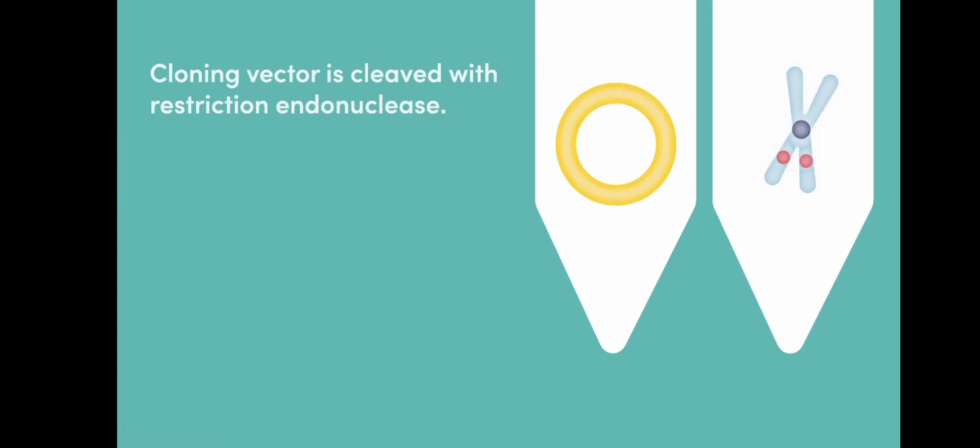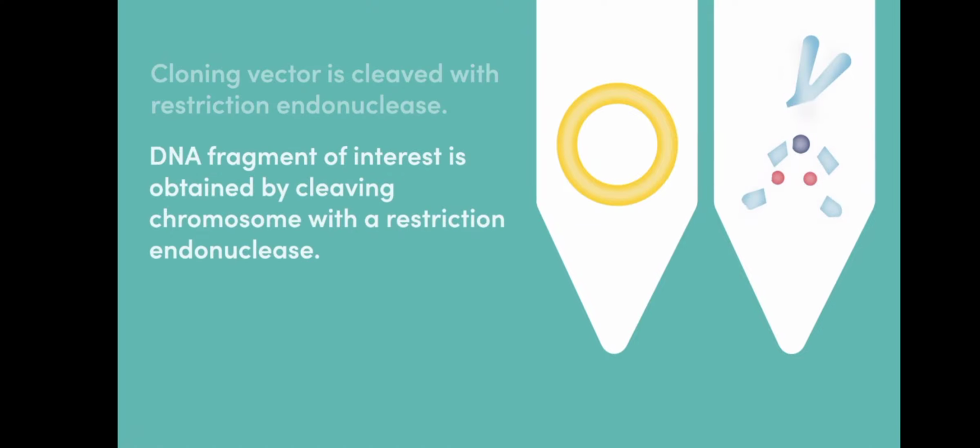So when cloning is done, a cloning vector is cleaved with restriction endonuclease. Say, for example, a gene of, let's say, insulin has to be created in the bacterium, isn't it? For its production, the insulin gene, which has been shown in red, the gene of interest shown in red, will be cut to attach itself to the plasmid, isn't it?